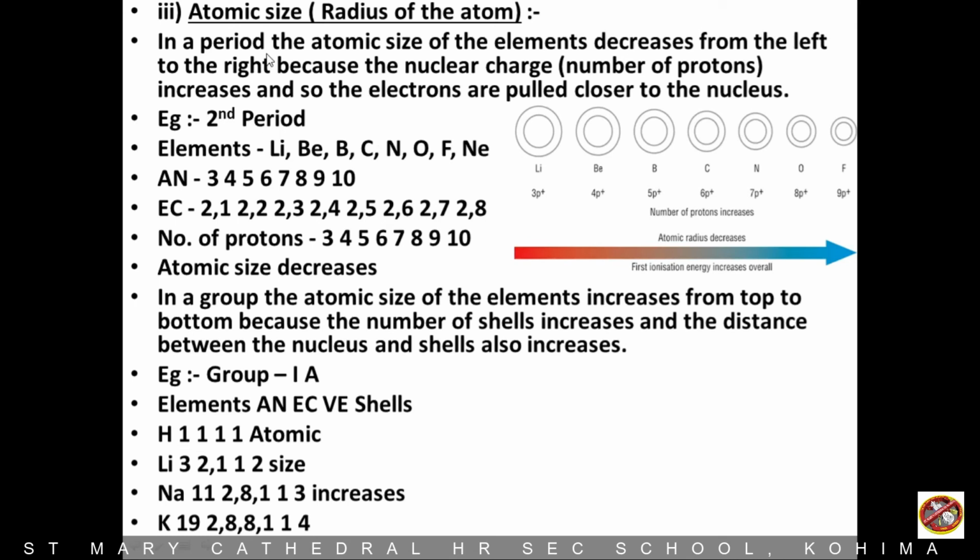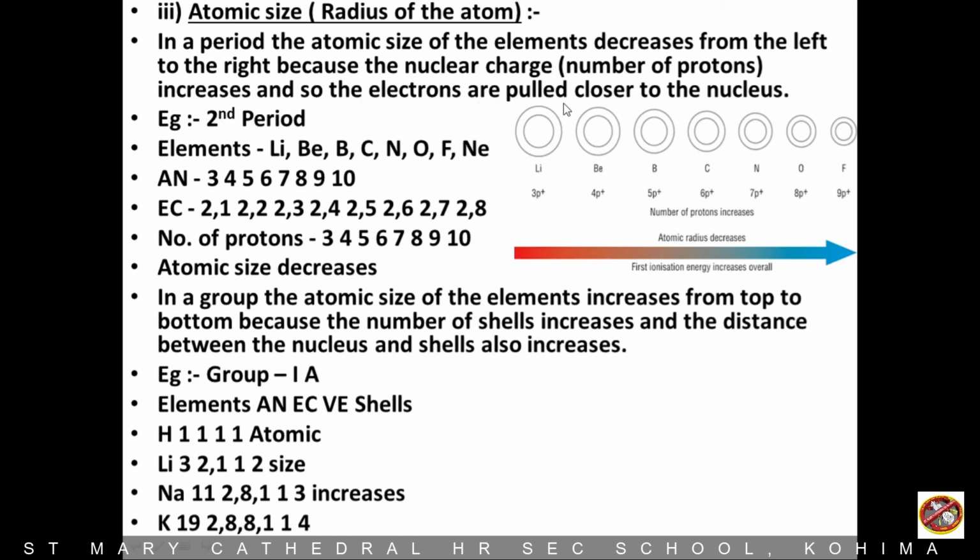This is how metals used to react most of the time. So let us see the definition. What do you mean by atomic size? Atomic size means just the radius of the atom. Okay, radius, you all know what is radius. In a period, the atomic size of the elements decreases from left to right because the nuclear charge, or number of protons, increases, and so the electrons are pulled closer to the nucleus.